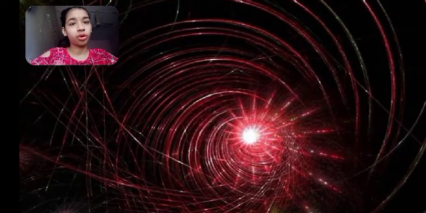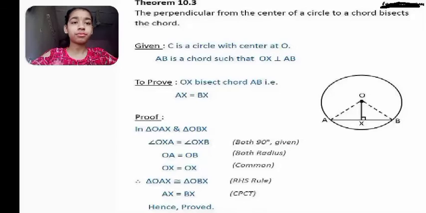Today we will start the chapter Circles. It's my lecture number 3 on the circle. In this video we will talk about theorem number 3 and theorem number 4 of circle. In the earlier video we had talked about theorem number 1 and theorem number 2 and also about secant, tangent and different parts of the circle. Now let's start with theorem number 3 and theorem number 4.